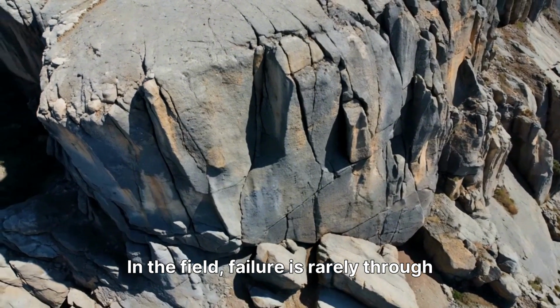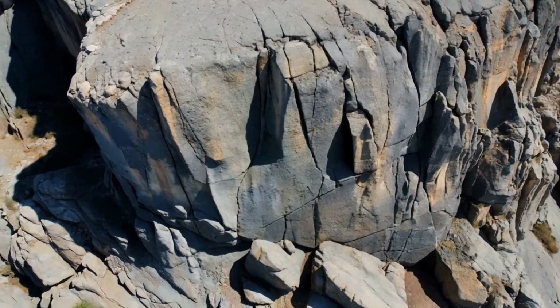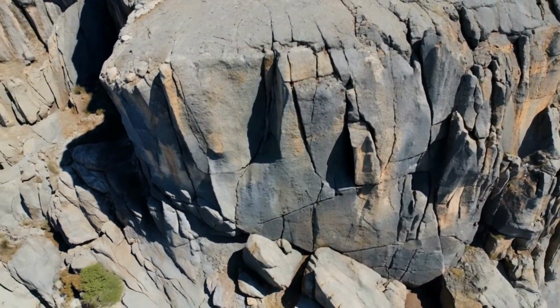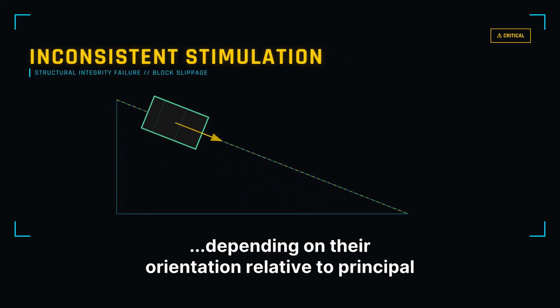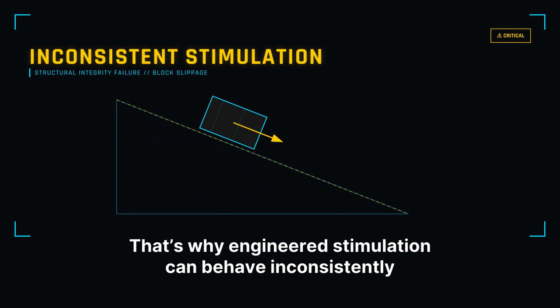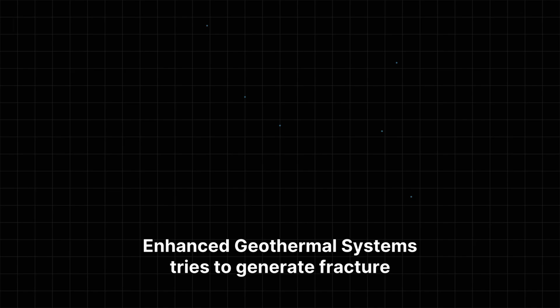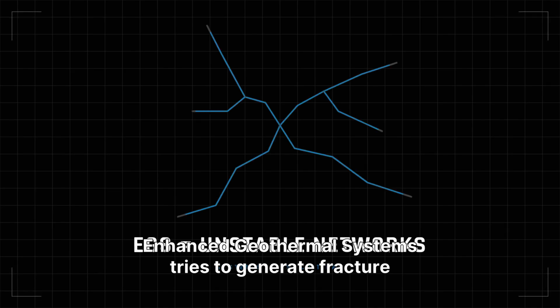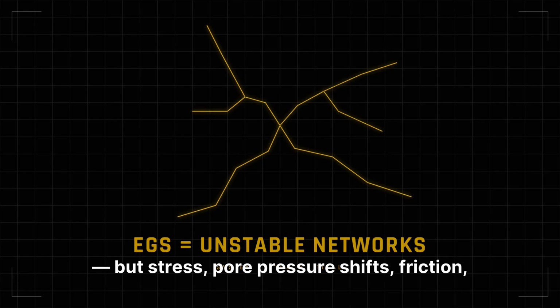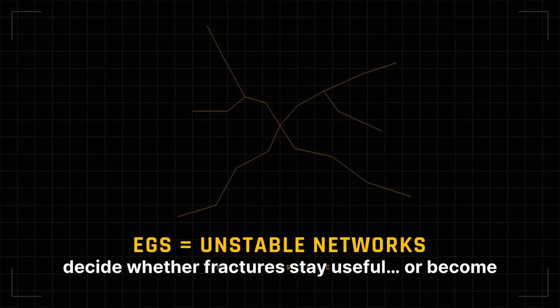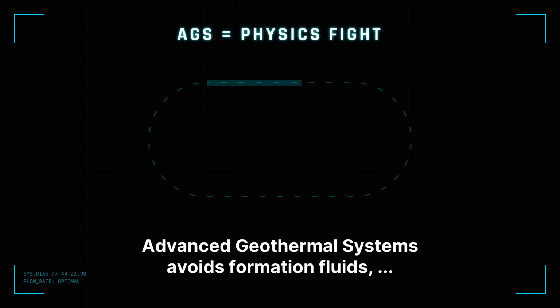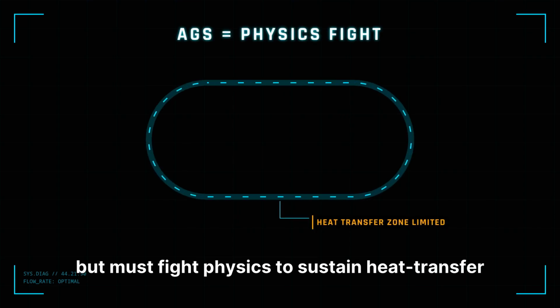In the field, failure is rarely through perfect intact rock. It happens along discontinuities, depending on their orientation relative to principal stresses. That's why engineered stimulation can behave inconsistently from one site to another. Enhanced geothermal systems try to generate fracture permeability, but stress, pore pressure shifts, friction, and toughness decide whether fractures stay useful or become unstable. Advanced geothermal systems avoid formation fluids, but must fight physics to sustain heat transfer rates.